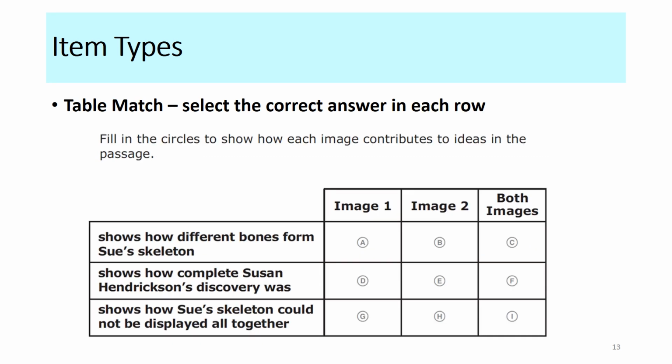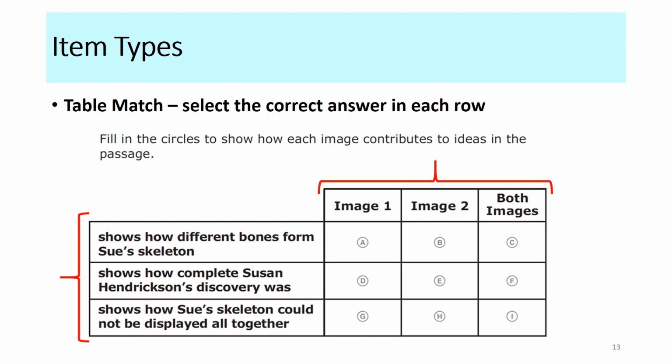Another item type you may see on the test is called table match. You will see information on the left side of each row and at the top of each column, and you must fill in a bubble for each row matching to the column with the correct answer.